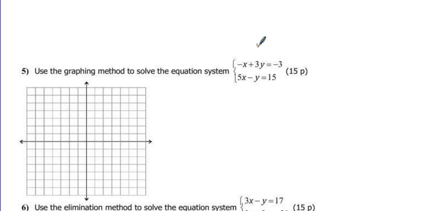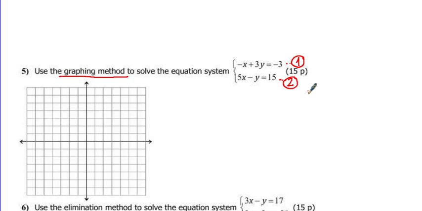Fifth question, use the graphing method. So we have to use the graphing method to solve the equation system. We have two linear equations. It's always good to name the equations in a system. So I mean, how can we name the equations? I assign them as the first and the second equation.